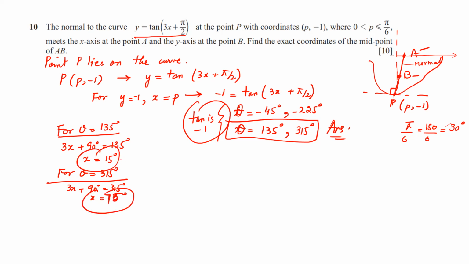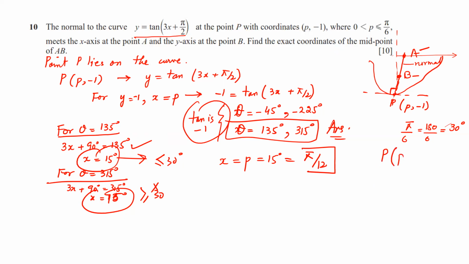So this value is less than 30 degrees, so this is fine. This is greater than 30 degrees, so this is not allowed. So the value of x, which is equal to P, is equal to 15 degrees. And 15 degrees is also written as pi by 12. Okay. So the point P will be P comma -1.